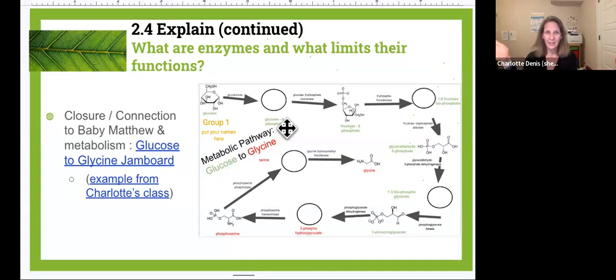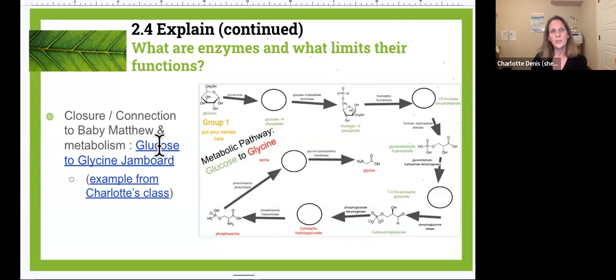And on the next panel of the Jamboard, if you click on the link, it will show you the template that I give to students. They basically have to look at those other molecules and figure out which one fits in each circle. So they have to identify what the product would be.